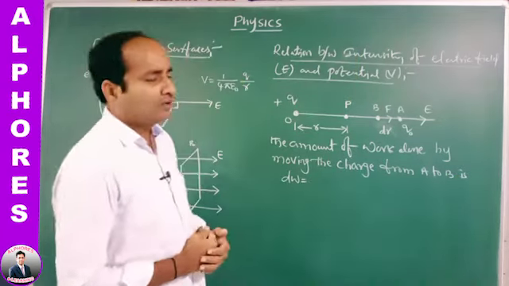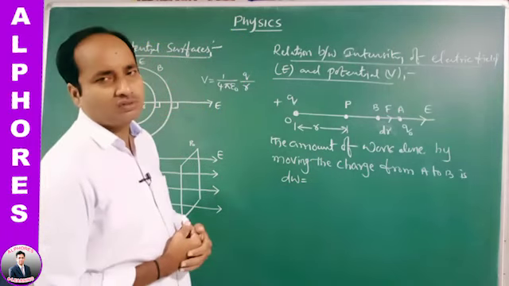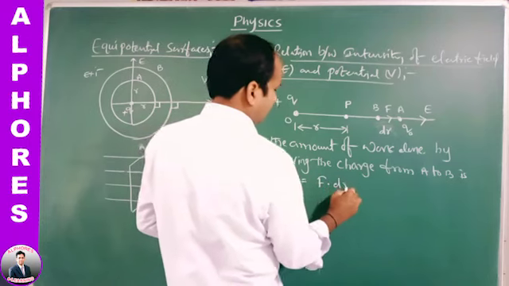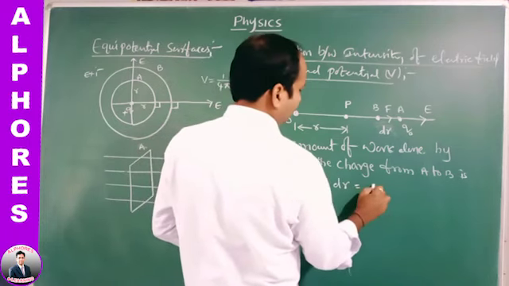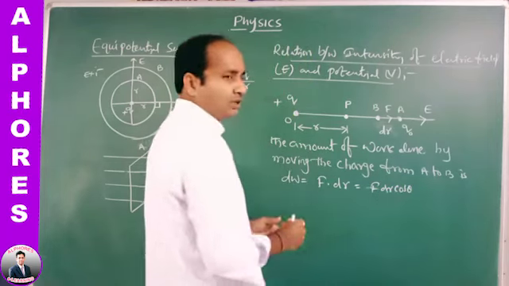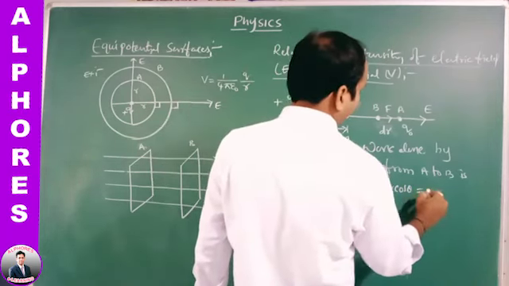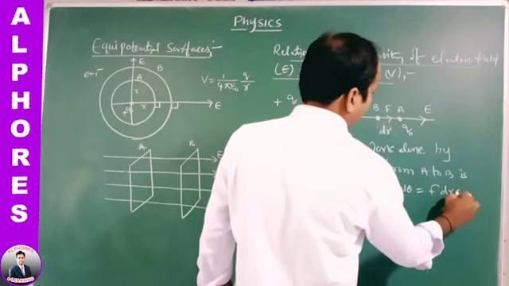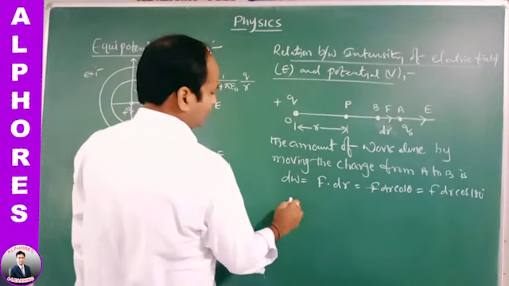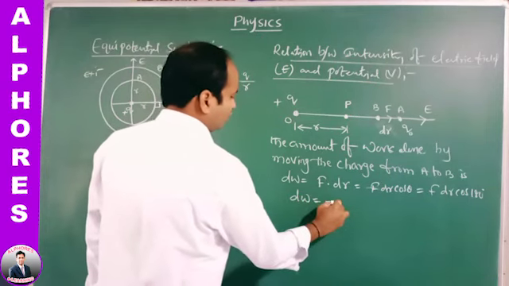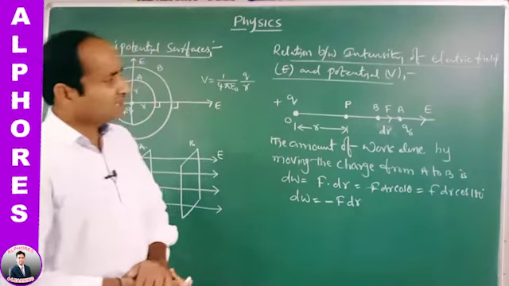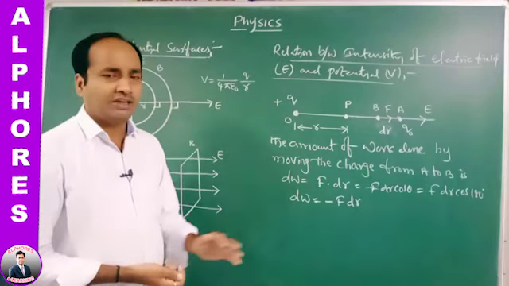What is the formula of dW? It is equal to force into displacement. We may write F dot dr, that is equal to F dr cos theta. Here force and displacement are opposite in direction, so theta is 180. F dr cos 180. Cos 180 is minus 1, so you will get minus F dr. And what is the electric force? It will be the F here.